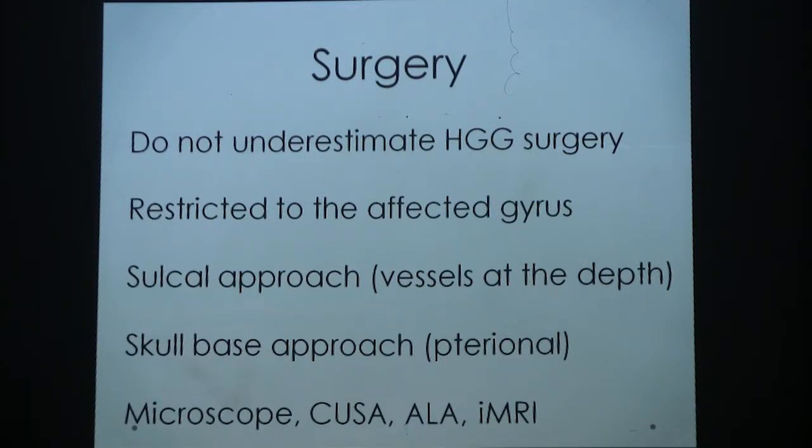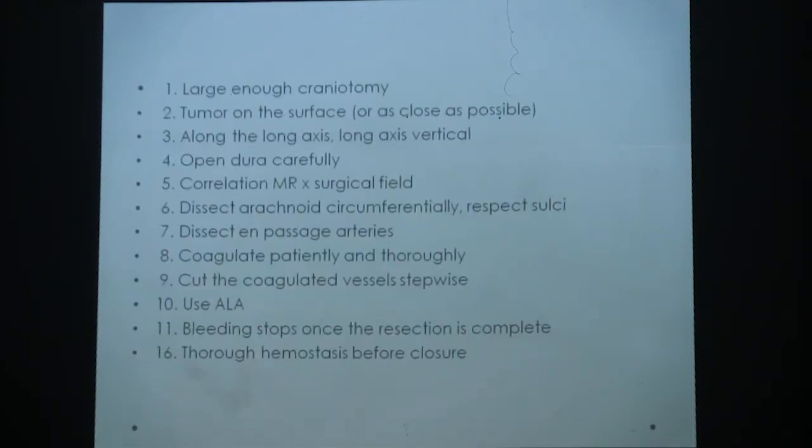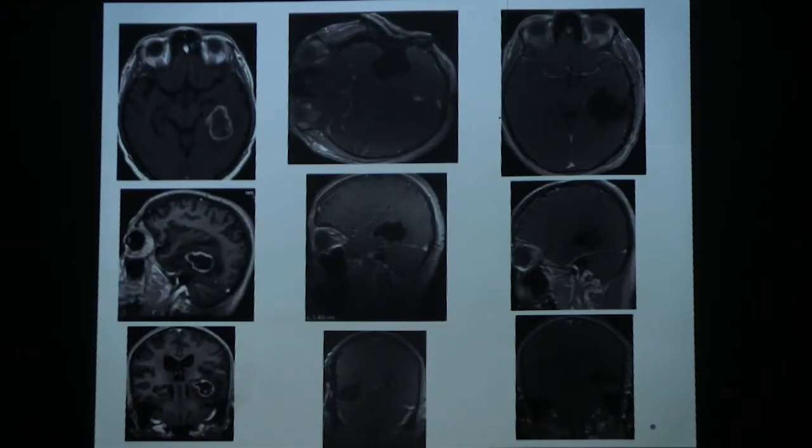It's better than the intra-op MR because it really shows you the true margin, and intra-op MR especially for low grades. So all these things, and there are a few general rules: large enough craniotomy, tumor on the surface, or as close as possible to the surface. You should plan your approach along the long axis of the tumor, which should be vertical, because then it's comfortable for you. Open dura carefully, correlation between MR and surgical field once you open the dura, and so on and so on. There are many things. Probably the ALA in high grades is the best.